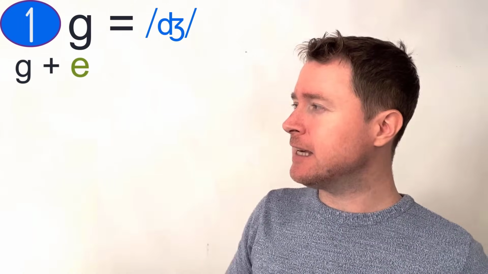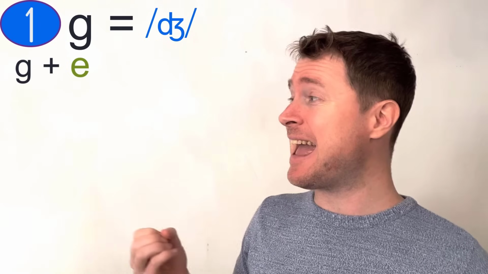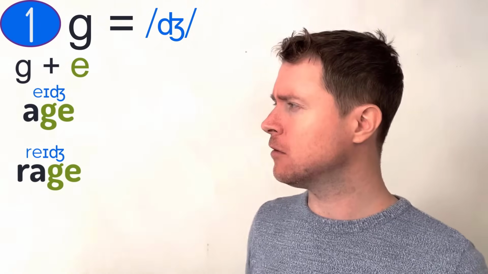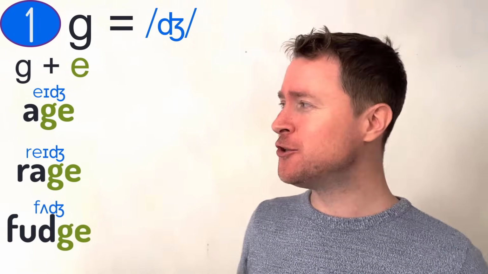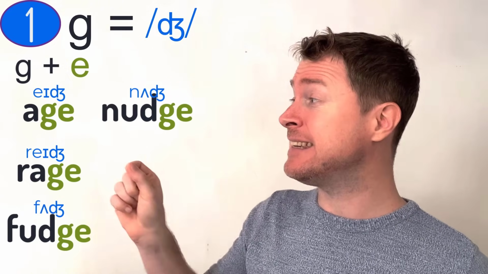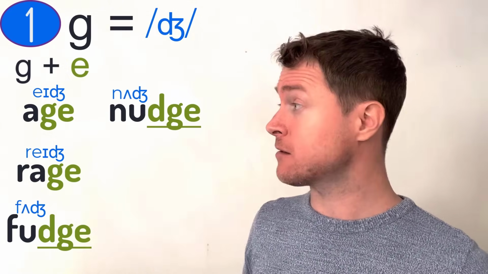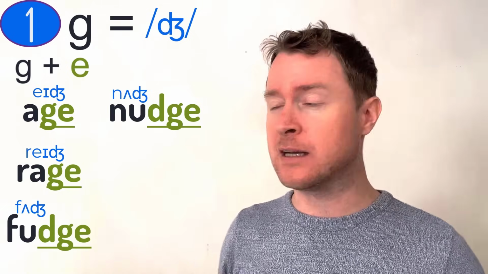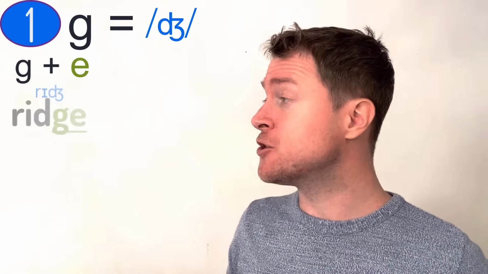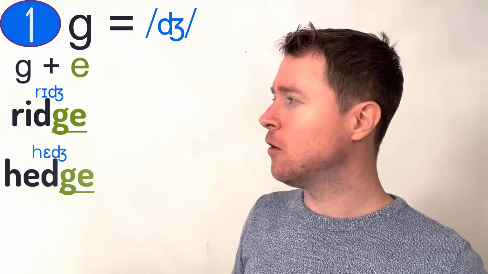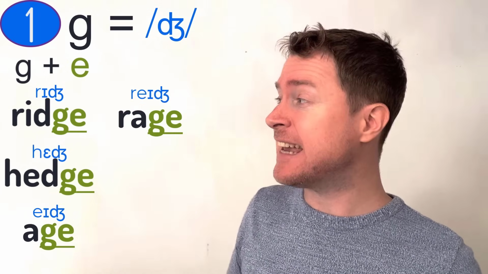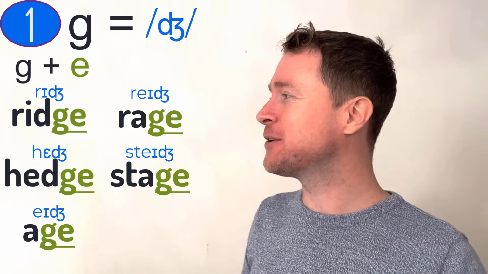Okay, what about when GE comes at the end of a word, like in age, or rage, or fudge, or nudge, okay? Words that end in DGE, or just GE, nearly always have this J sound, okay? Look at things like ridge, or hedge, or age, rage, stage, okay? All of them finish in that J sound, okay? The E on the end is actually silent. So we have that J as the final sound.